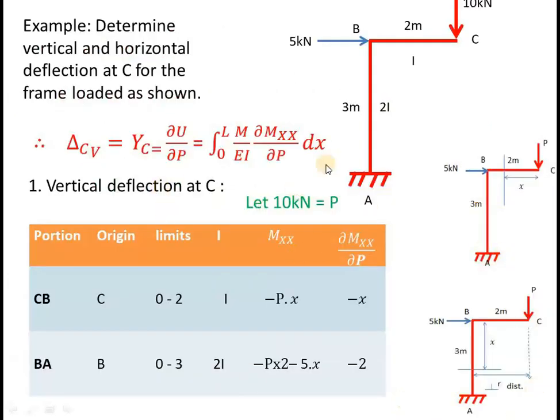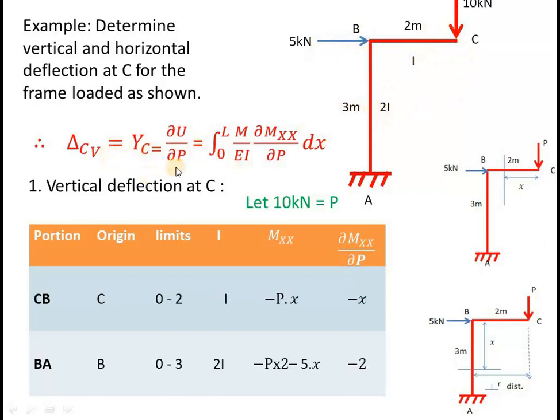Now we will consider one more problem here. Determine the vertical and horizontal deflection at C for the frame loaded as shown. Okay, this is the frame. Here a vertical load at C is given, and another, a horizontal load at B, is given. This is 2 meter, its I value is I. This is 3 meter, its I value is 2I.